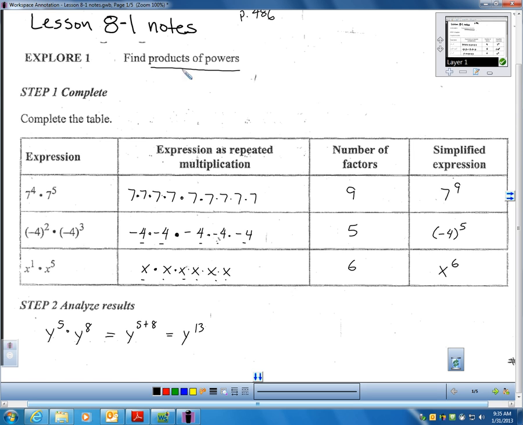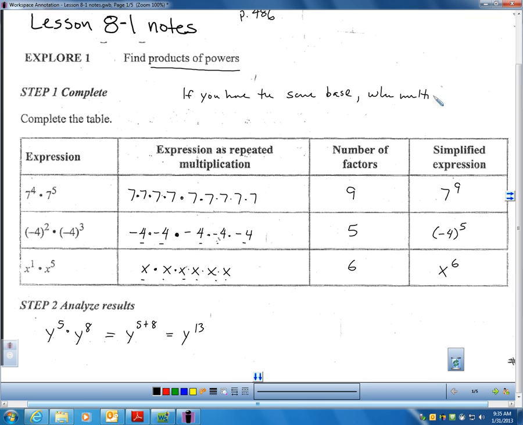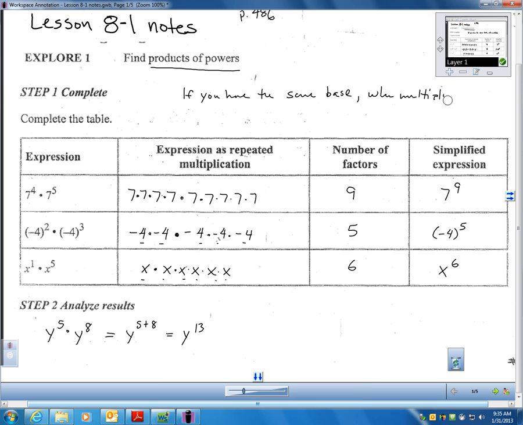So to find the products of powers, if you have the same base when multiplying, just add the powers. Oops, I should spell multiplying right.